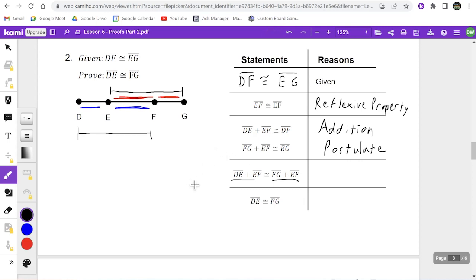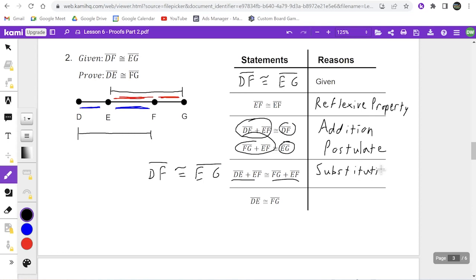Here's where this is coming from, by the way. DE plus EF is really DF. So really I'm saying DF is congruent to FG plus EF. That's EG. So I'm saying it's congruent to EG. If you notice, that was literally the very first statement. So what am I doing? I'm substituting this for DF, and I'm substituting this for EG. In other words, this is the substitution property.